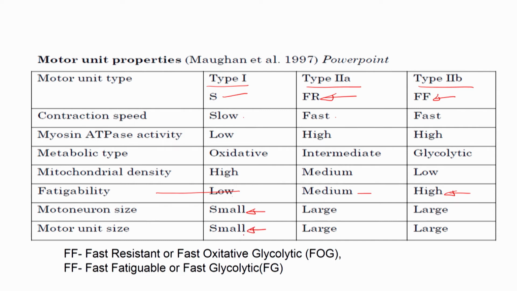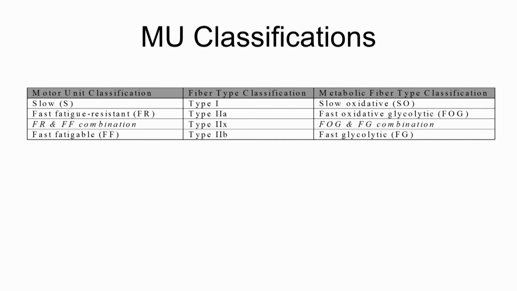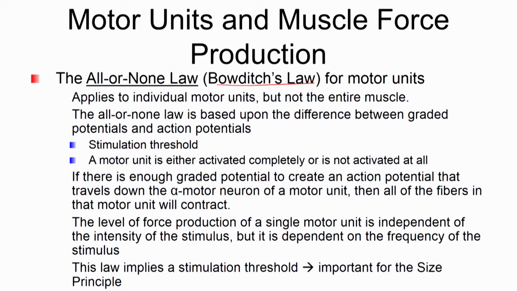Motor unit size also is small. So this is a large motor unit, it means there are more number of muscles attached to it. There are more and more types being identified. For example, recently people have come up with 2x. 2x is nothing but the FOG and FG combination. Combinations of this also people have found out, and in fact there are many more types recently found out.